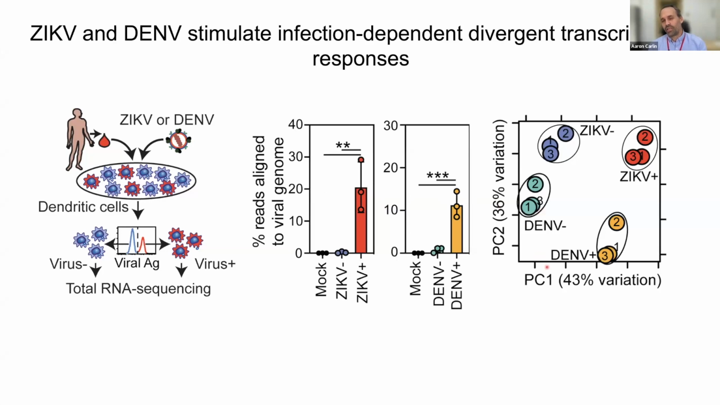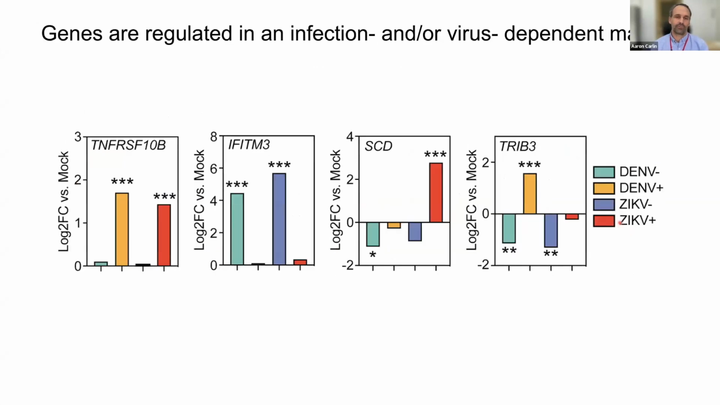Interestingly, when we did PCA analysis to look at responses in the infected and bystander cells, we quickly noted two things. One, that the infected cells respond very differently than the uninfected bystander cells. We hypothesized this and thought this was a good reason to separate these. But we also noted that the response to Zika and dengue is very different. And so we were very interested in trying to understand that at a deeper level.